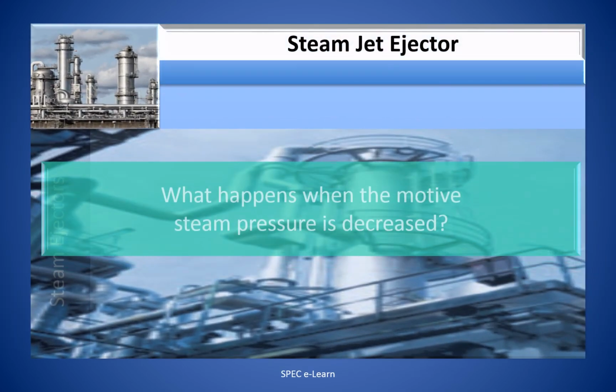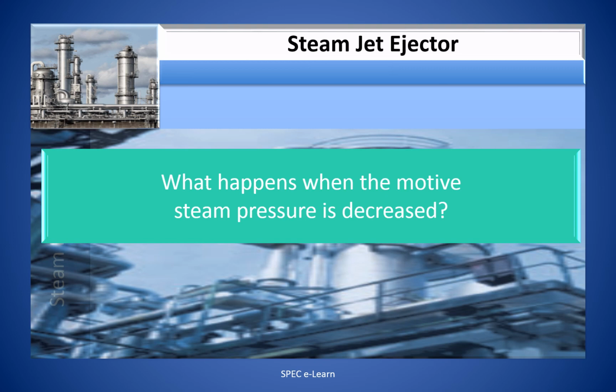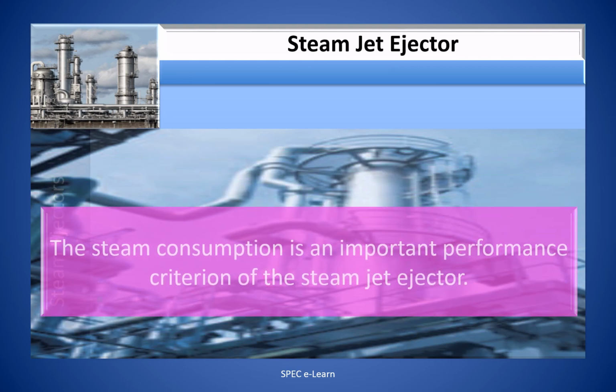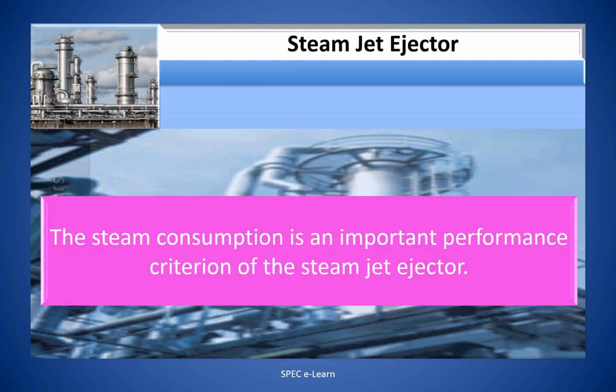What happens when the motive steam pressure is decreased? A reduction in motive steam pressure decreases the ejector capacity. The steam consumption is an important performance criterion of the steam ejector.